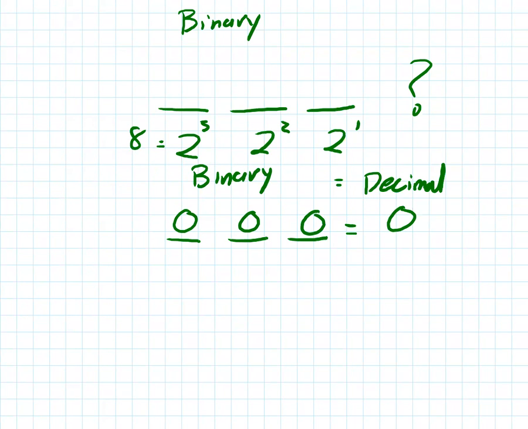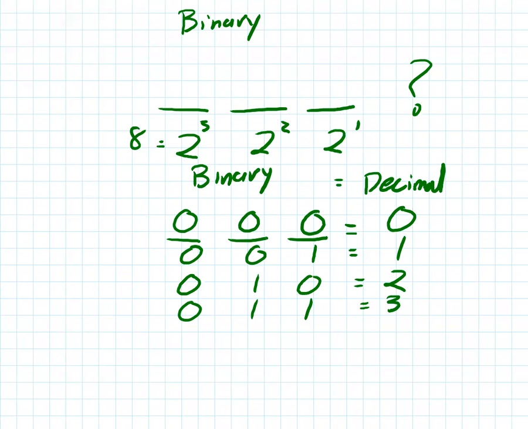0. Okay. What's my next one? 0, 0, 1. Okay, and what does that give us? 1. Yep, keep going. 0, 1, 0. Yeah. 2. 0, 1, 1. That's 3. 1, 0, 0. I'm guessing that's 4. You're right. Keep going. You're doing great. 1, 0, 1. Which is 5. And then 1, 1, 0. Which is 6. And then 1, 1, 1 is 7.